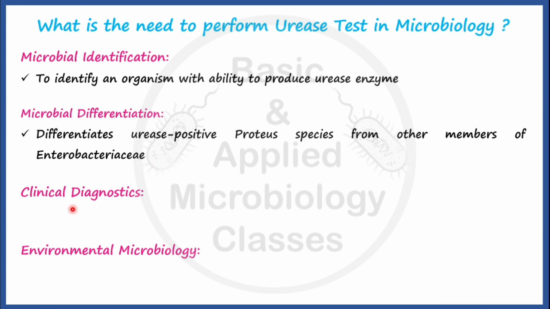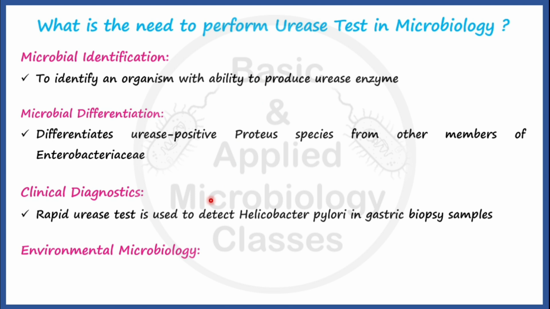Now we are going to talk about clinical diagnostics. Here you should know that the urease test finds immense applications, especially its rapid version, the rapid urease test, to detect Helicobacter pylori. Helicobacter pylori is a gram-negative bacterium which is the causal agent of what? Peptic ulcer disease. Right? In gastric biopsy samples, we can detect the presence of Helicobacter pylori using what? The urease test. Because this bacterium is capable of producing urease enzyme.